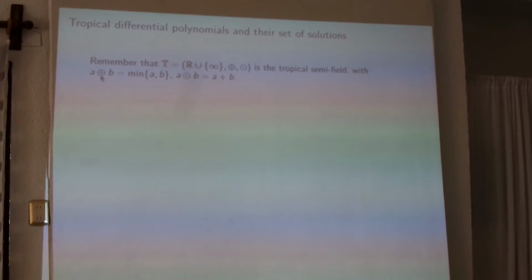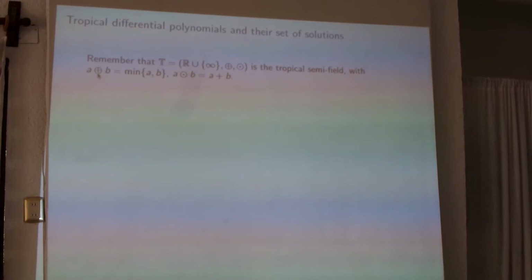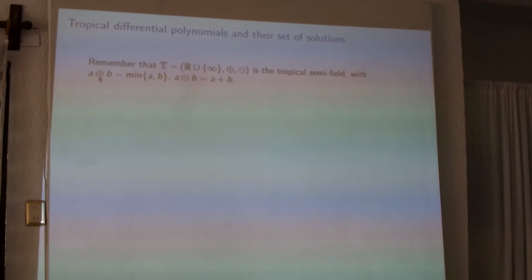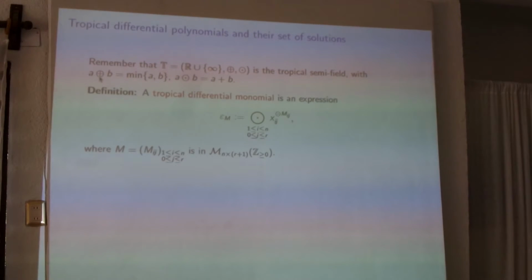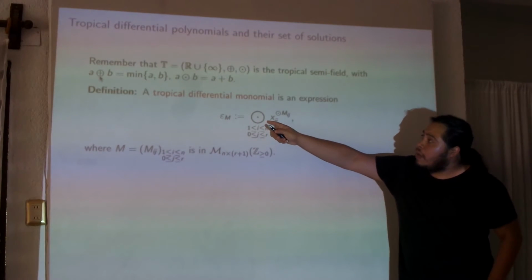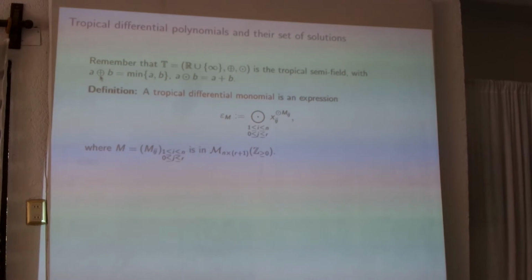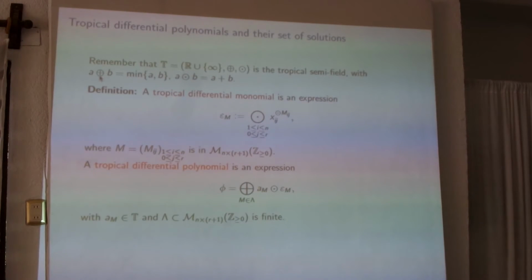So I will talk now about tropical differential polynomials and their sets of solutions. Remember that T is the semi-field of tropical numbers, tropical semi-field with these operations. So a natural way to define tropical differential polynomials is just to change the operations from classic to tropical. I'm introducing a tropical differential monomial as a formal expression like that, where this dot means sum, this dot means sum also. So it's just copying the concept that we had previously from classical. A tropical differential polynomial is a finite sum of these.